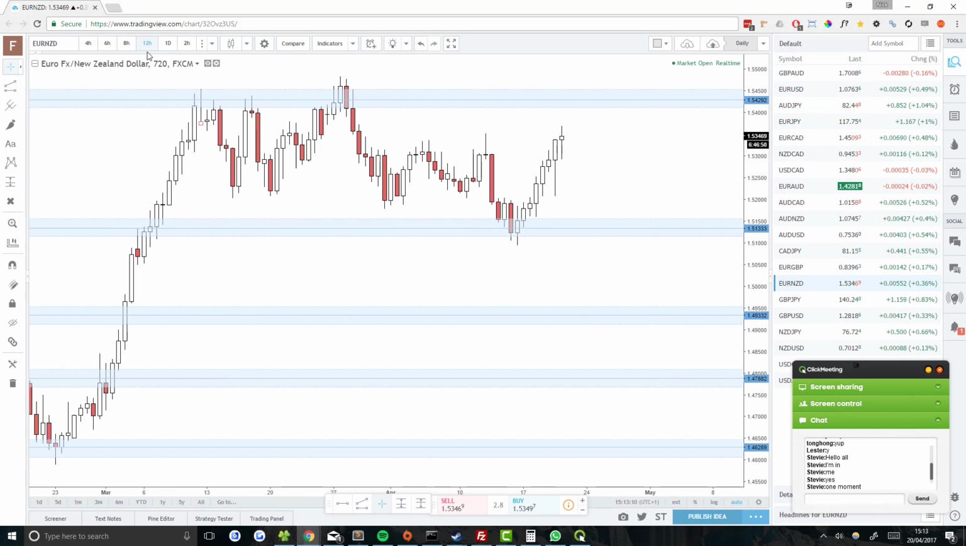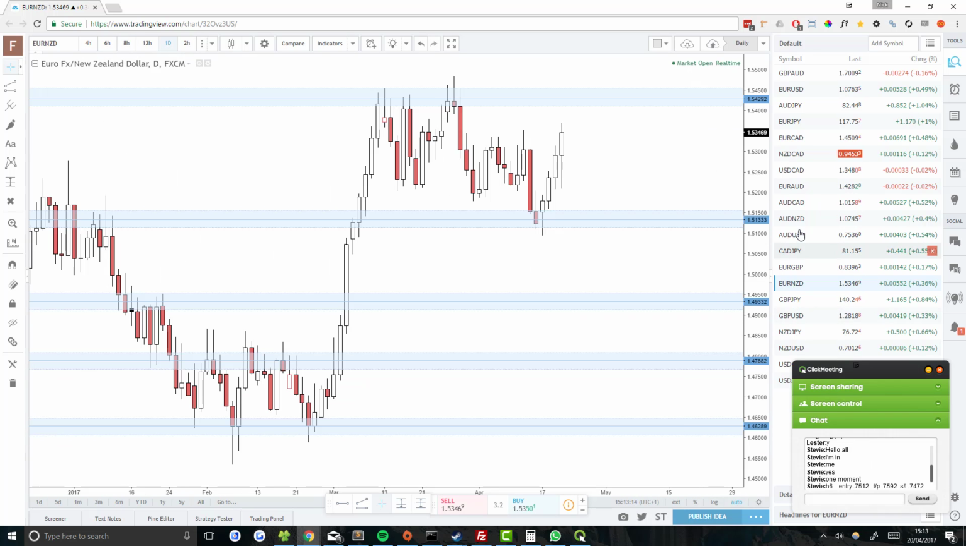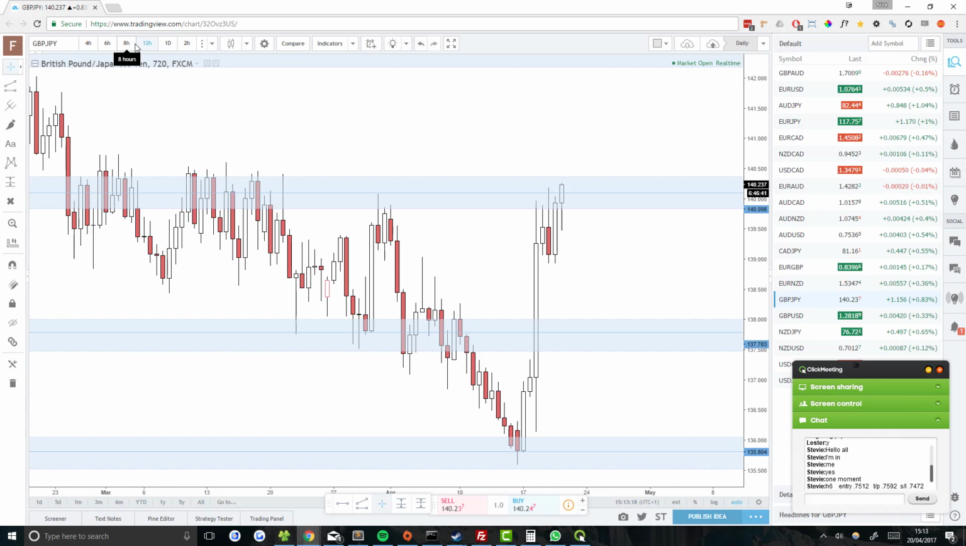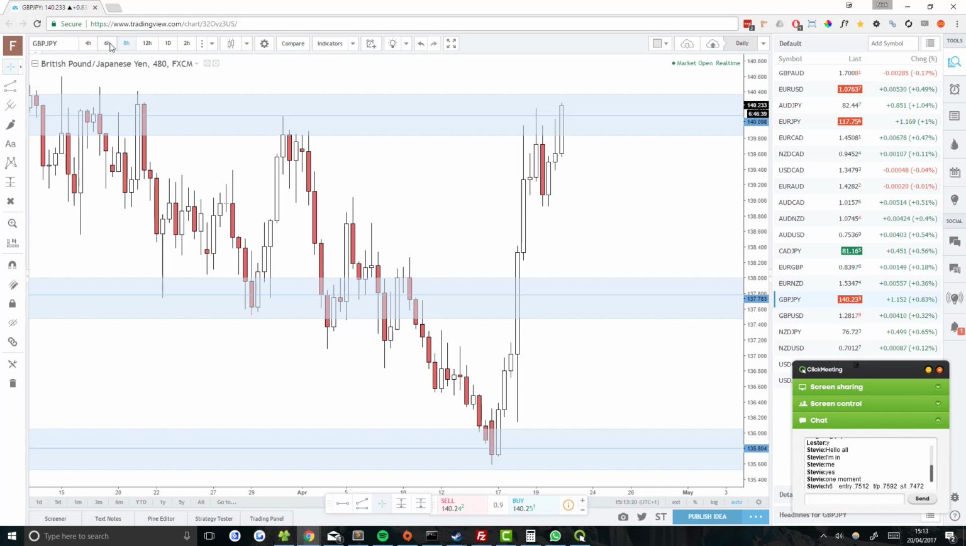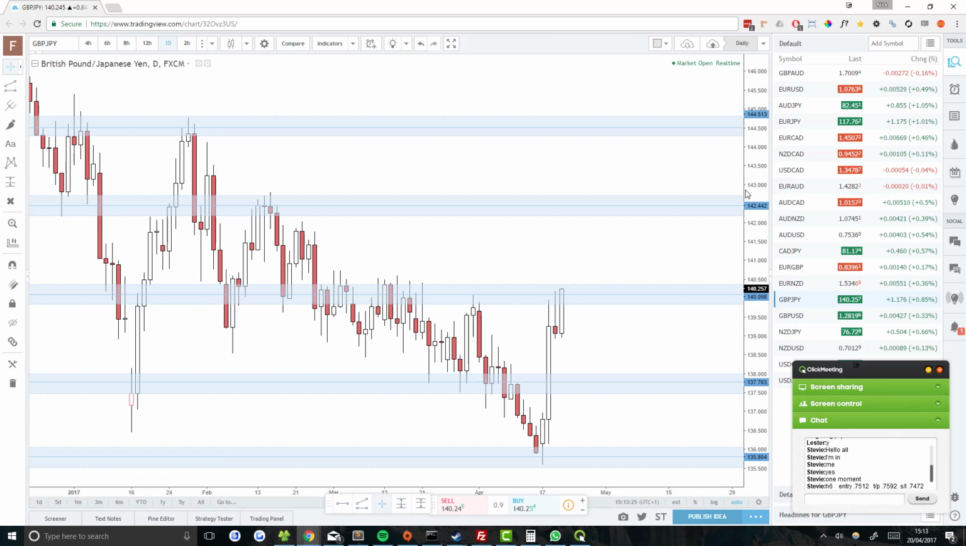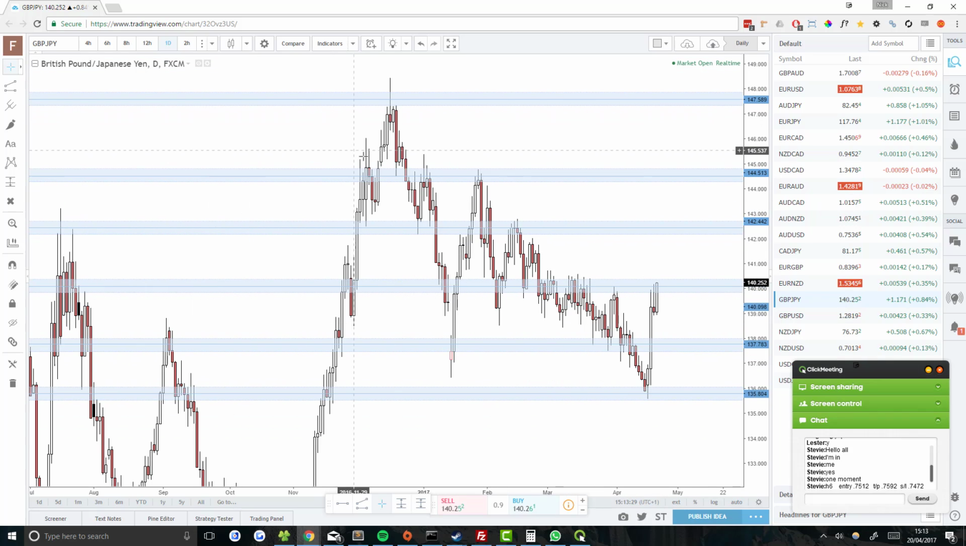Euro New Zealand, yeah, doesn't really look like much is going on here. GBPJPY, I've adjusted my GBPJPY support resistance areas a lot. They've changed a lot, so check out the new areas. GBPJPY, same deal, trending down, took a quick move up, but it could be ready to retrace here. So let's keep an eye on GBPJPY also, along with EURJPY.